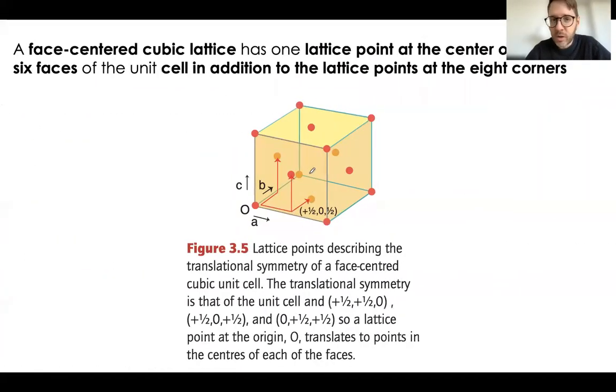Another type of lattice is the face-centered cubic lattice, in which, in addition to the lattice points at the corners of the unit cell, we also have a lattice point at the center of each one of the faces. Okay, so we have lattice points at the corners and at the center of each face of the unit cell.